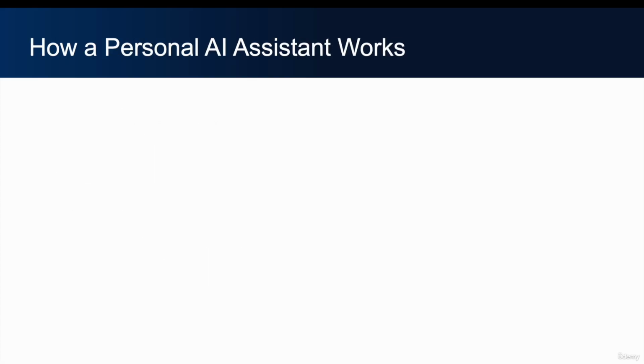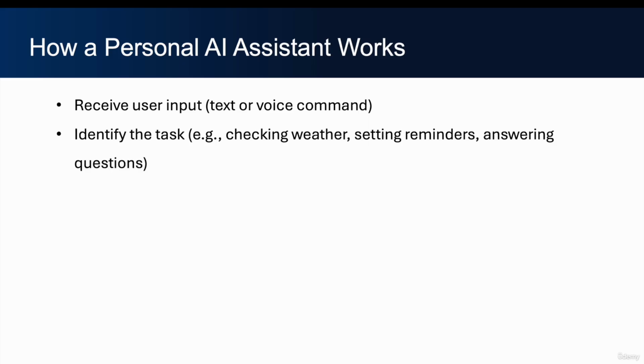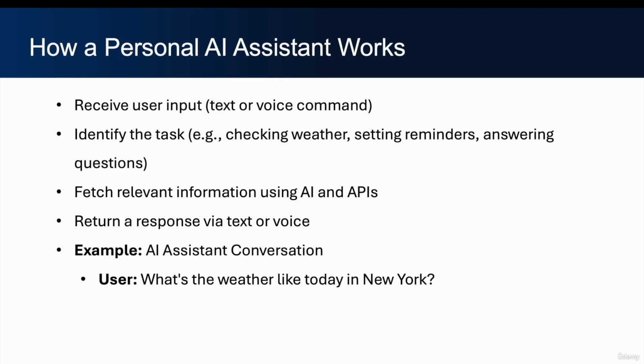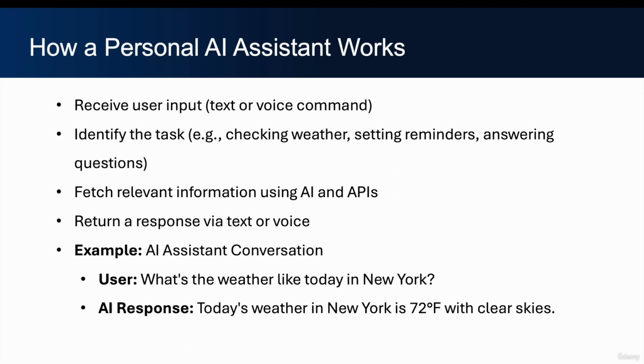Let's talk about how a personal AI assistant works. The AI assistant will receive user input like a text or voice command, identify the task, for example checking weather, setting reminders, or answering questions, fetch relevant information using AI and APIs, and return a response via text or voice. An example AI assistant conversation would look something like this: what's the weather like today in New York? And the response would be: today's weather in New York is 72 degrees with clear skies.